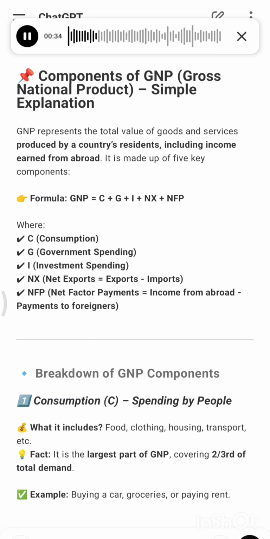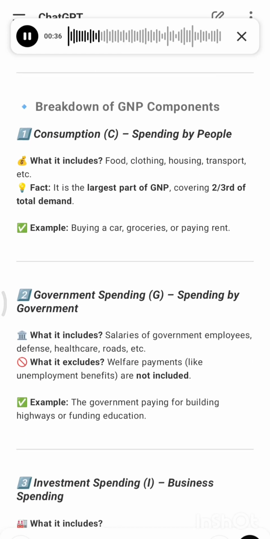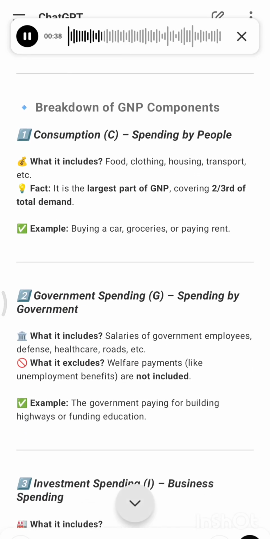Breakdown of GNP. Consumption, C, is spending by people. It includes food, clothing, housing, transport, etc. Fact: it is the largest part of GNP, covering 2/3 of total demand. Example: buying a car, groceries, or paying rent.